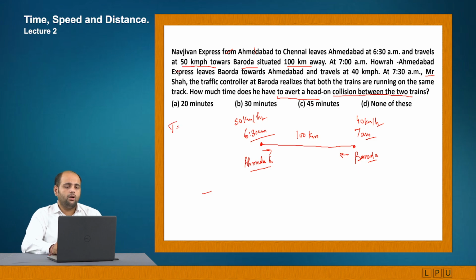So, time is equal to distance upon relative speed. We have to apply this formula. But we are not able to apply this formula directly because the starting times of both the trains are different. First of all, we have to make the time the same.